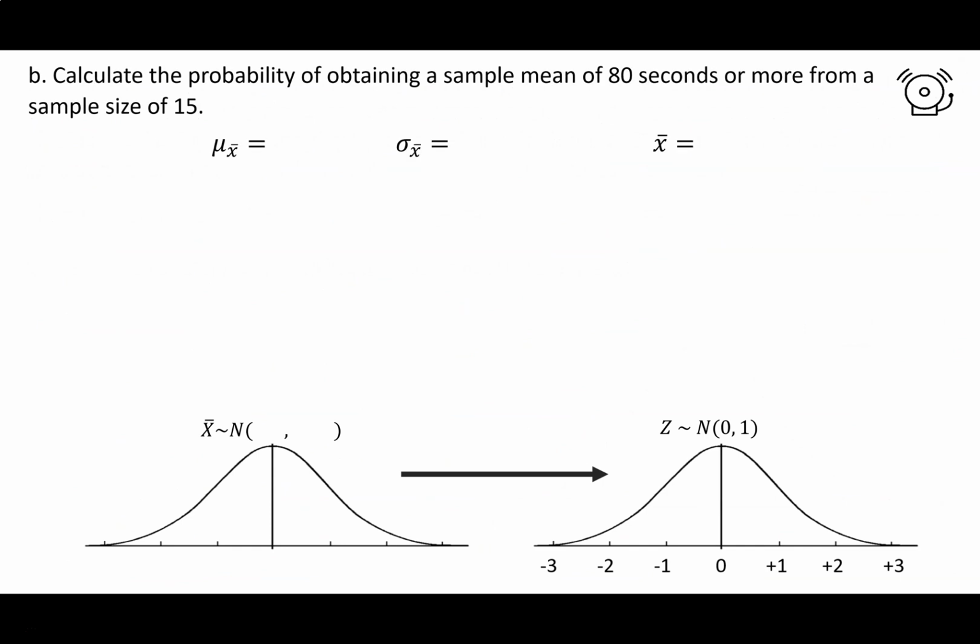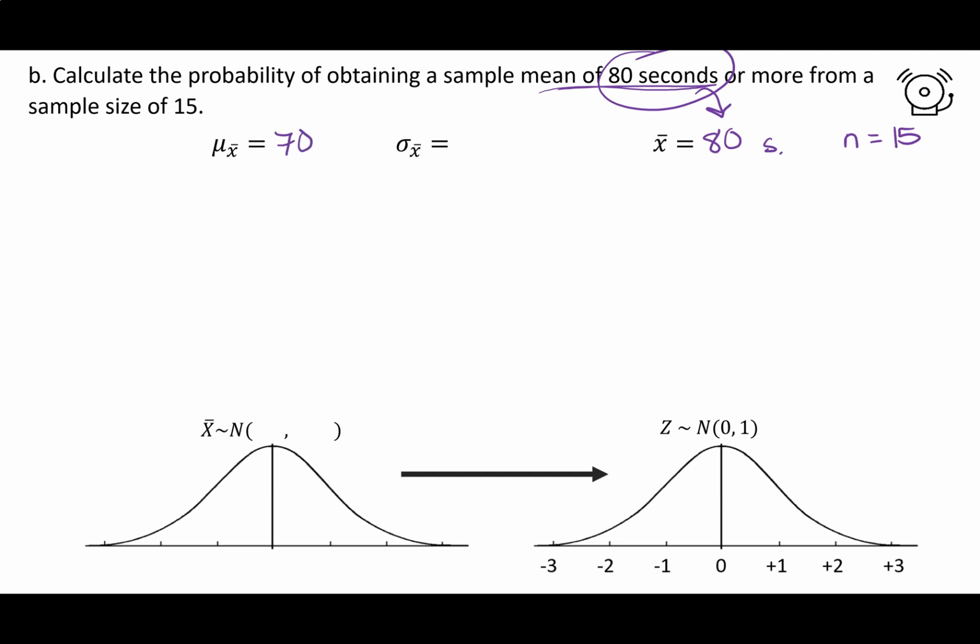So, for instance, suppose I take a sample of 15 buzzer times from this buzzer game, and I want to know the probability that I take 15 buzzer times and the average is 80 seconds or more when my sample size is 15. So n is 15. 80 seconds or more is what I'm interested in. This is x bar.